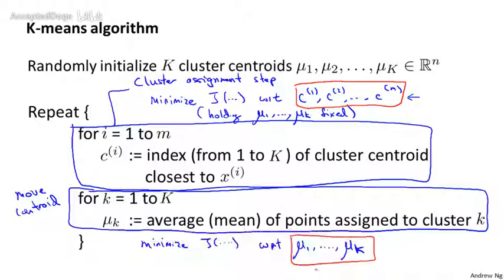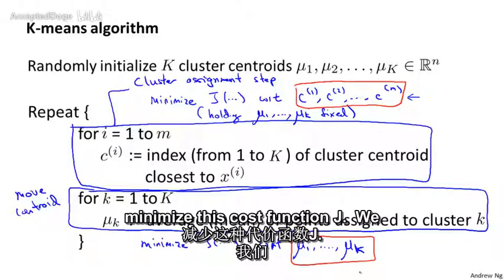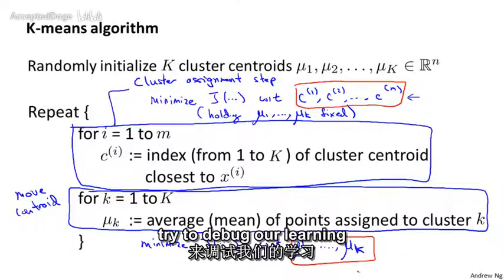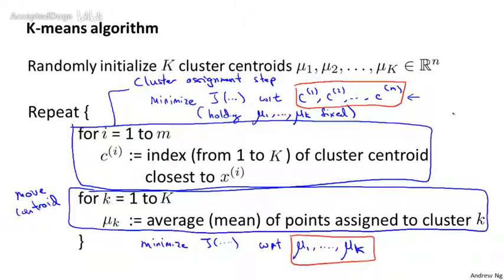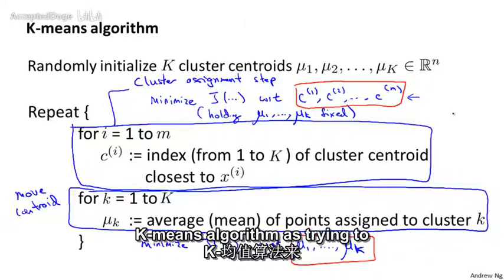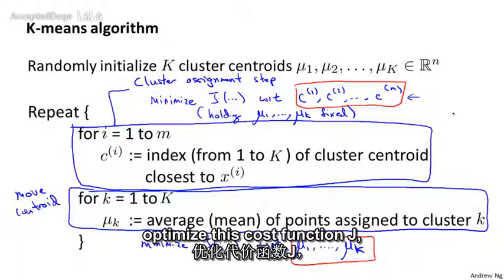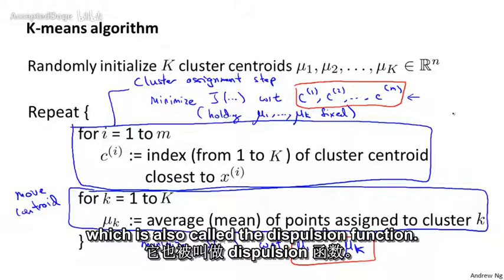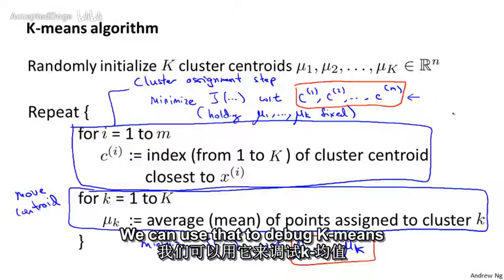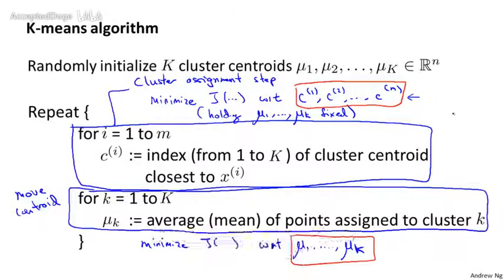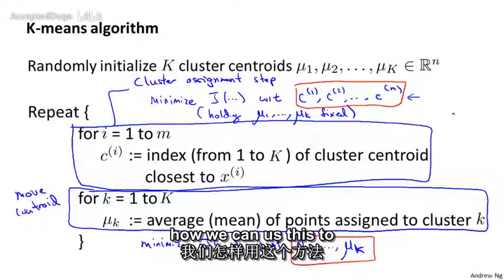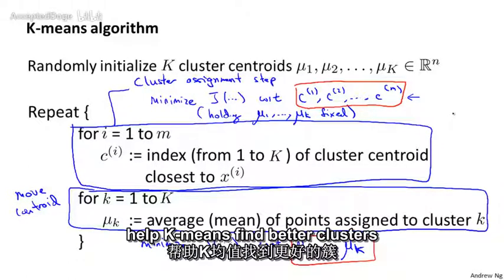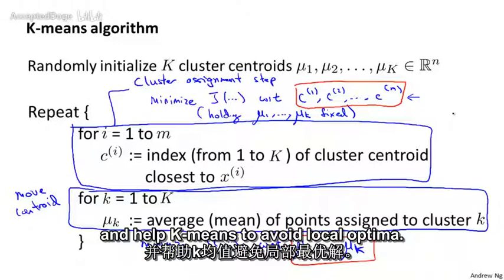And now that we understand k-means as trying to minimize this cost function J, we can also use this to debug our learning algorithm and make sure that our implementation of k-means is running correctly. So we now understand the k-means algorithm as trying to optimize this cost function J, which is also called the distortion function. We can use that to debug k-means and help make sure that k-means is converging and is running properly. And in the next video, we'll also see how we can use this to help k-means find better clusters and avoid local optima.